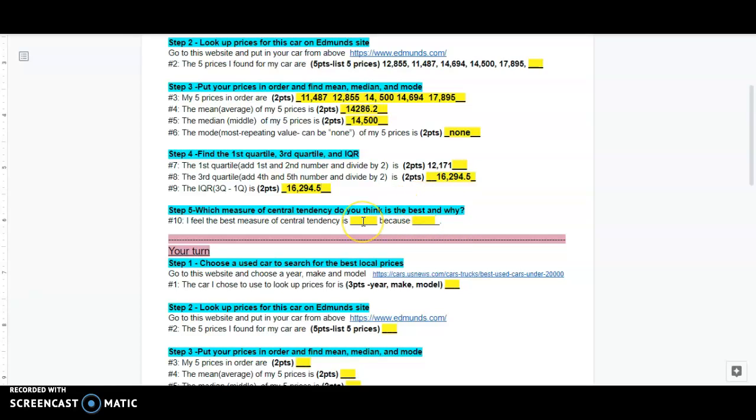So again, if I'm looking for evidence, I don't want to say I think the median's the best because I like the word median. Okay, so you have to explain to me why you think the median is the best.